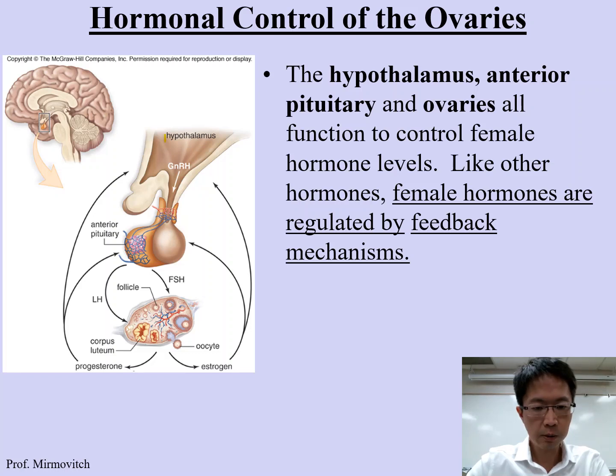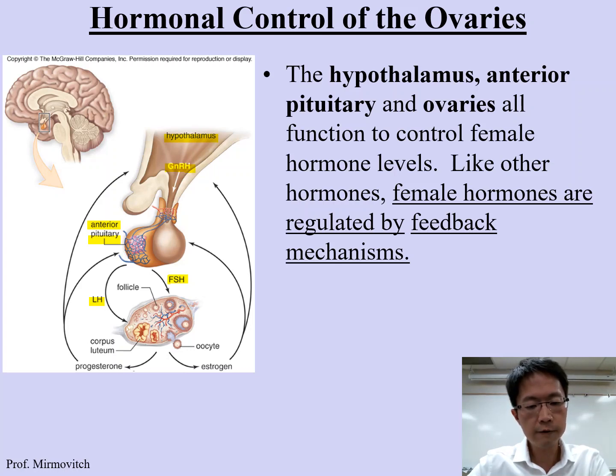Remember I told you that hypothalamus will secrete GnRH, gonadotropin releasing hormone, to the anterior pituitary. When the anterior pituitary receives GnRH, then what will happen? It will secrete FSH and LH. FSH stands for follicle stimulating hormone, LH stands for luteinizing hormone. Depending on the gender, if it is a female, both of these hormones we call gonadotropin hormone.